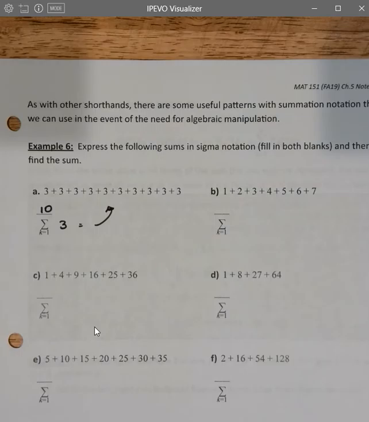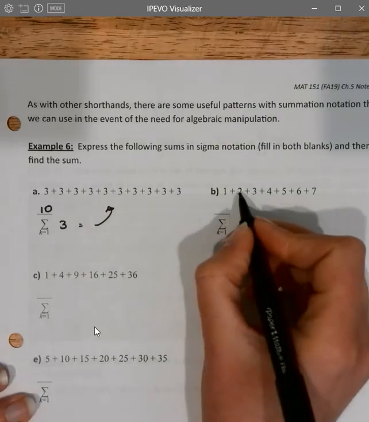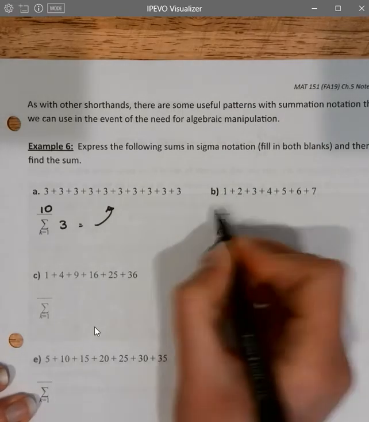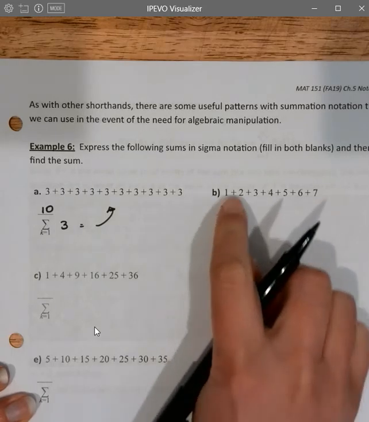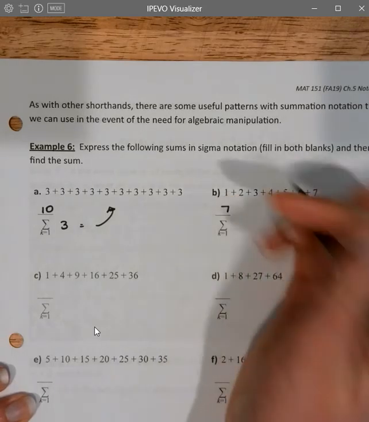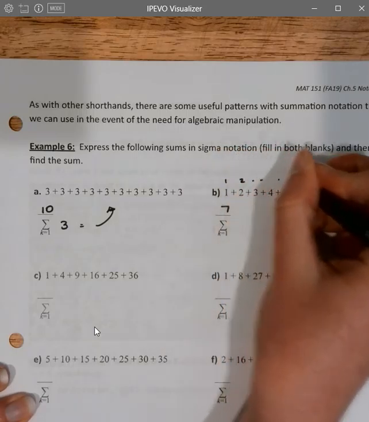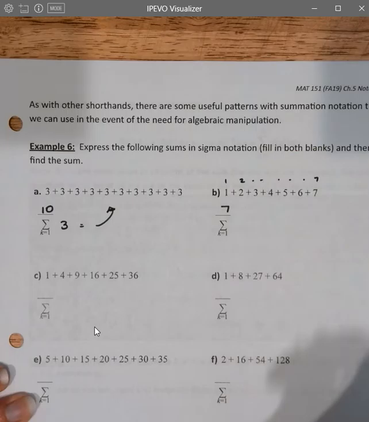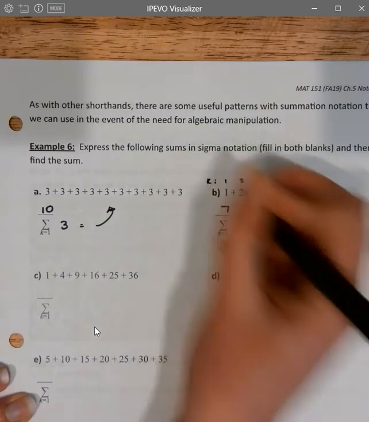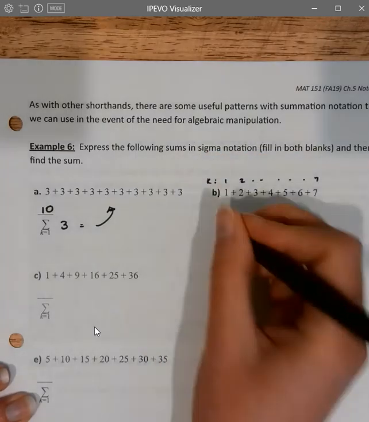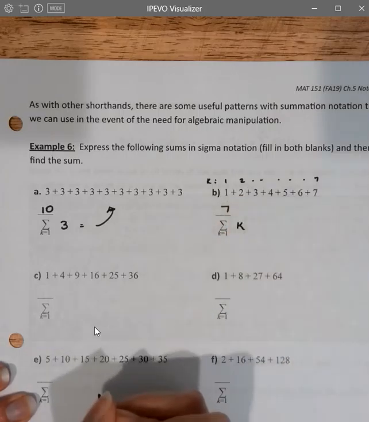Okay. Looking at the next one, there are 1, 2, 3, 4, 5, 6, 7 things that I'm adding, and what I'm adding is changing each time. The first one, I add 1. The second one, I add 2. The third one, I add 3. The last one, I add 7. So making a list of k values, the number of the item, it matches exactly. So what I'm adding each time is k.